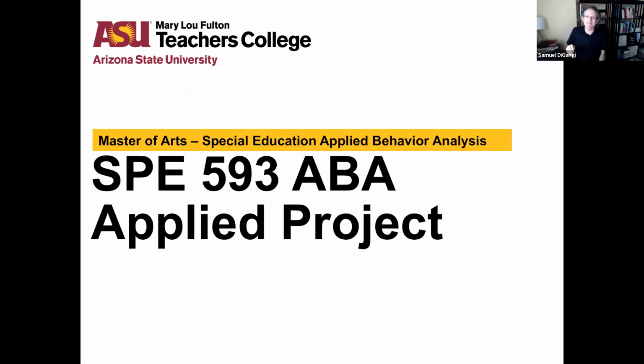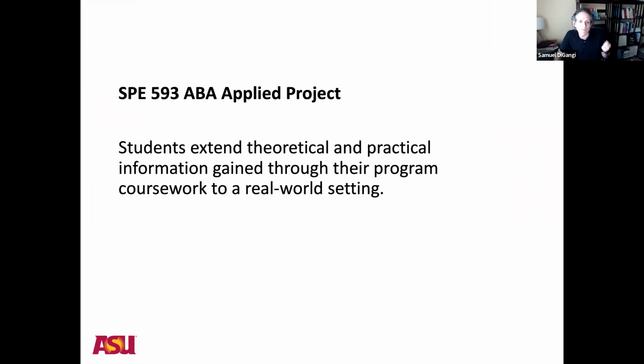Okay, so that's the culminating paper, and that's SP 597, the capstone. I'm now going to talk about our new edition as a culminating experience, SP 593, the ABA applied project. In the description of SP 593, you extend your theoretical and practical information gained from throughout your program to a real world setting. And that should sound very familiar and very similar to what I've just described for SP 597, the ABA capstone. And it's intentional because the culminating activity of the program is an opportunity to review, to reflect upon, to synthesize the knowledge and experience that you've gained during your program.